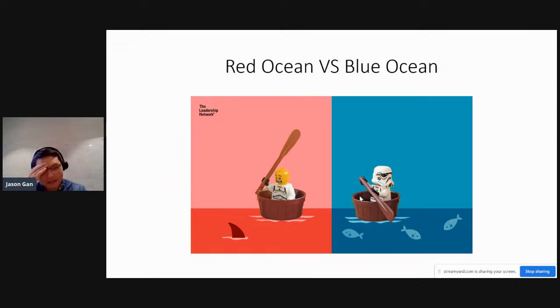So what is a red ocean? I'm using a metaphor to explain it. A red ocean is like going fishing, but there are so many people fishing. Everyone is going to this area to fish. This market has become bloody red because there are so many competitors. What you should be doing is creating a new market, something called a blue ocean, where there are so many fish and almost zero competitors.